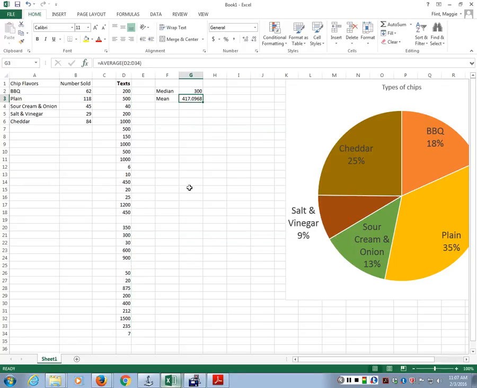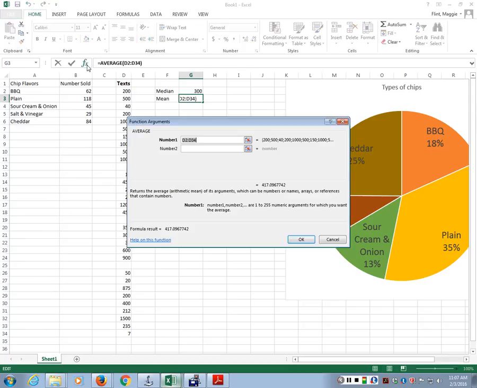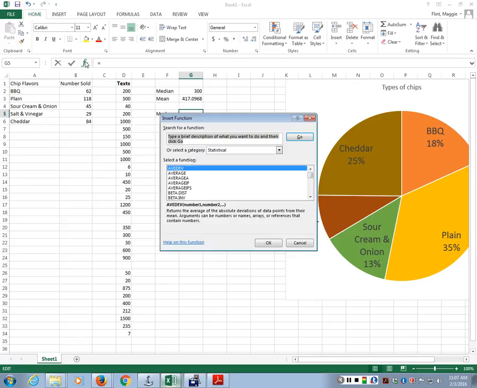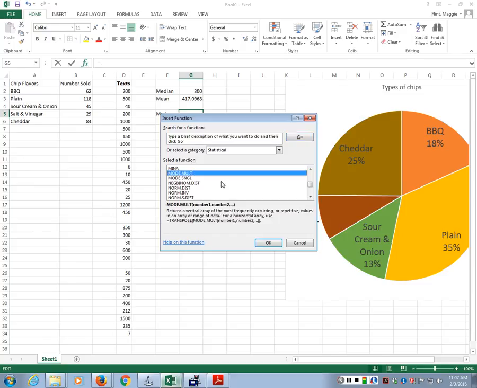Okay, and it says the mean is 417.09. I can ask it to find the mode, and this is where it's going to fail me a little bit. Cancel that. So there are some things that you do kind of need to know for yourself. We can go down here and we're going to find the mode, but there is multi and single. I don't know whether that has more than one mode or if it has just one mode. So I'm going to ask it to find the multi-mode, which returns an array of the most frequently occurring numbers, and it's supposed to tell me all of them.